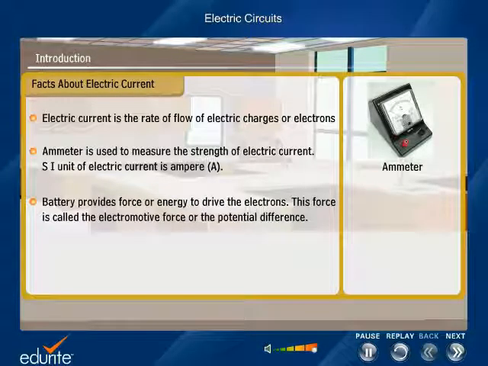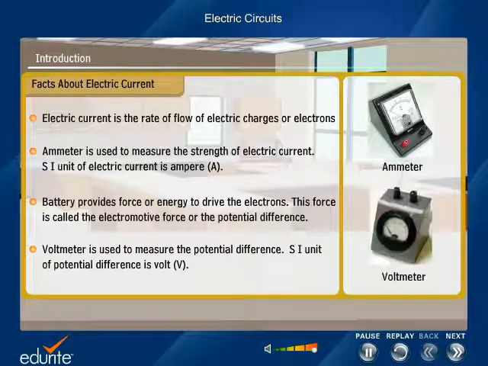Battery provides force or energy to drive the electrons. This force is called the electromotive force or the potential difference. Voltmeter is used to measure the potential difference. SI unit of potential difference is volt, V.